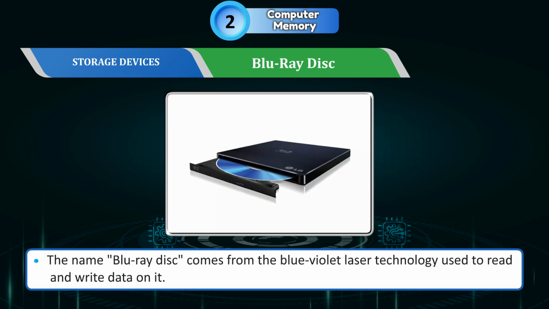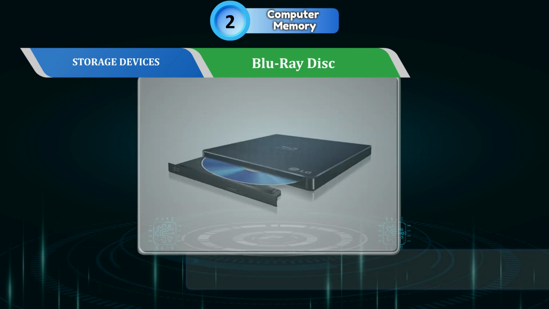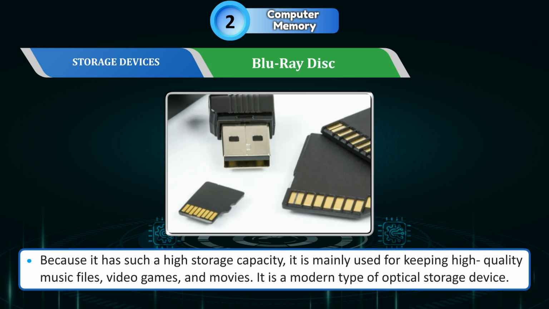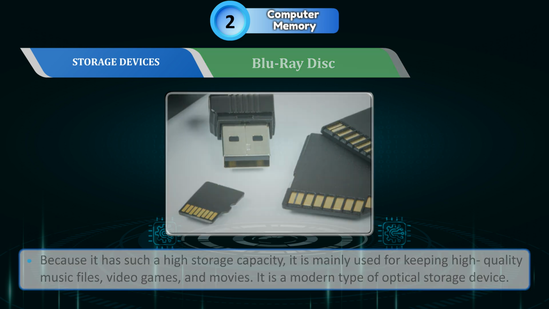Blu-ray disc. The name Blu-ray disc comes from the blue-violet laser technology used to read and write data on it. You can read or write data on a Blu-ray disc with a special Blu-ray player. This optical disc can hold up to 50 GB of data, which is much more than a DVD can store. Because it has such a high storage capacity, it is mainly used for keeping high-quality music files, video games, and movies. It is a modern type of optical storage device.